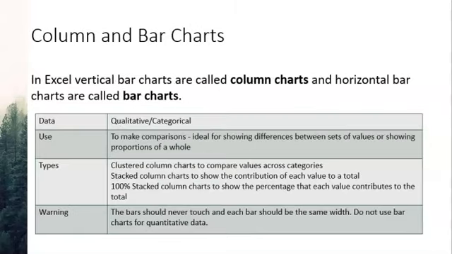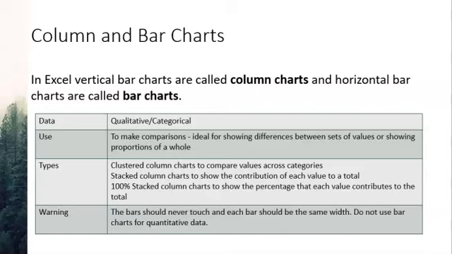The type of chart that is more flexible is the column and bar chart. In Excel, anything with vertically oriented bars is called a column chart, whereas horizontally oriented bars is called a bar chart. This is again used for qualitative data and they're used to make comparisons. They're ideal for showing differences between sets of values and can also be used for showing proportions of a whole. However, for humans, it is visually easier to tell the difference between bar lengths than slices of the pie on the pie chart. For this reason, I recommend column or bar charts.